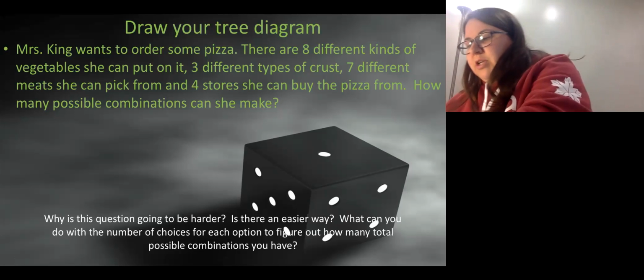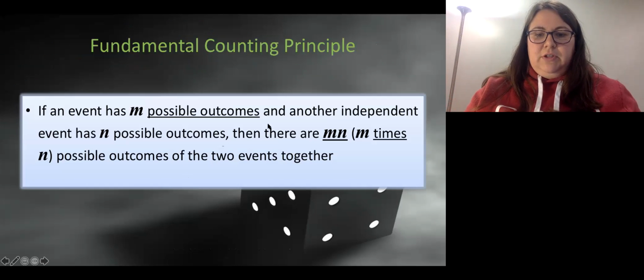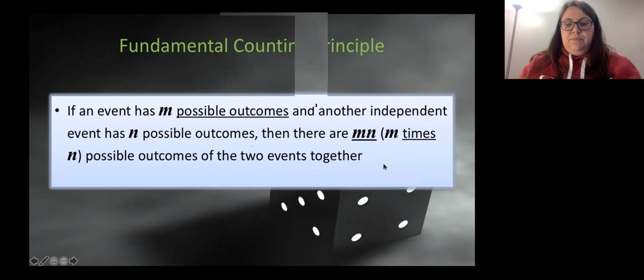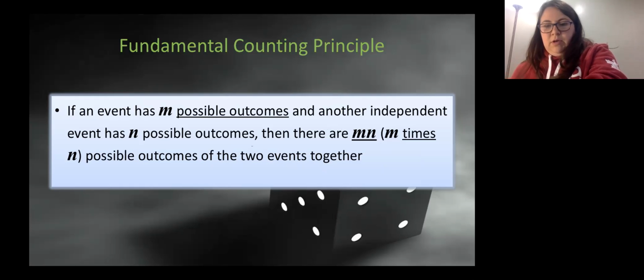So we need to be able to do this more efficiently. What we can do is use something called the fundamental counting principle. This is one of the key things that you need to know today. The first thing was how to draw a tree diagram. The second thing is, what does the fundamental counting principle mean? It means if an event has m possible outcomes, so if I flip a coin, it had 2 possible outcomes, and then the second event, if I roll a die, it had 6 possible outcomes, to figure out the total number of possibilities, you multiply the 2 possibilities together to get 12 in total.